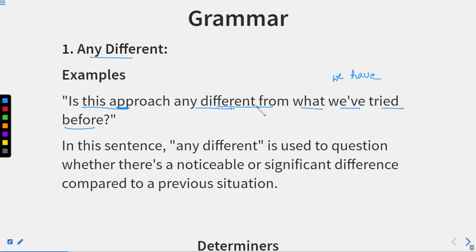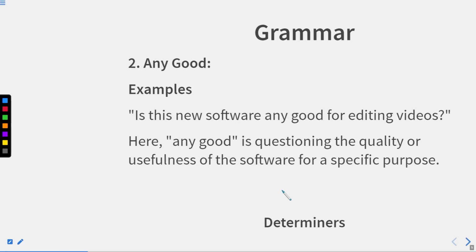So we just want to confirm it. We just want to ask. So in the sentence, any different is used to question whether there is a noticeable or significant difference compared to a previous situation. So this is how we can use the phrase any different. Now let us move forward.